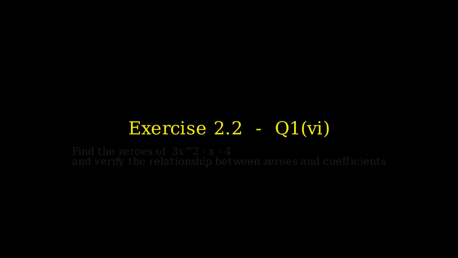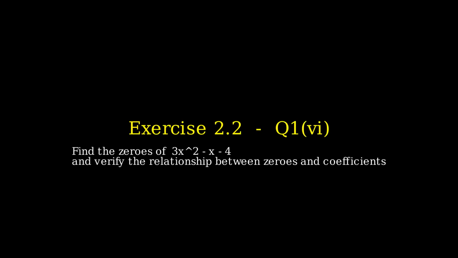Exercise 2.2, Question 1, Part 6. Find the zeros of 3x squared minus x minus 4 and verify the relationship between the zeros and the coefficients. Step 1. Identify the coefficients. P of x equals 3x squared minus x minus 4. Here A equals 3, B equals -1, and C equals -4.